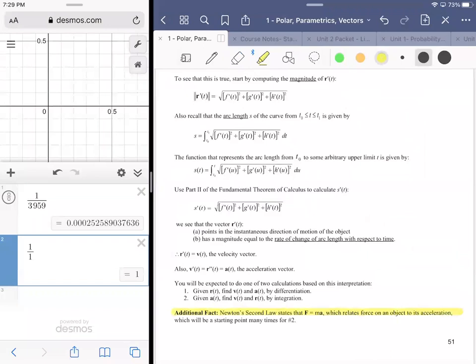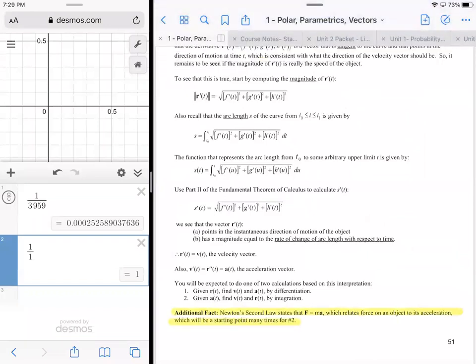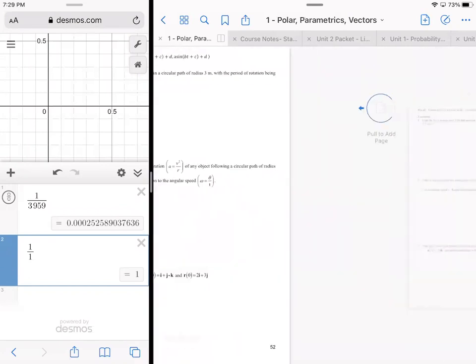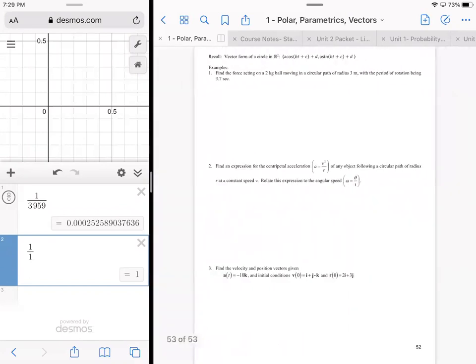F equals ma. All right. Newton's second law, for force equals mass times acceleration. All right. So anytime we have a force problem, you might have to involve something like that. So there's some examples here. This is the last page of this packet.